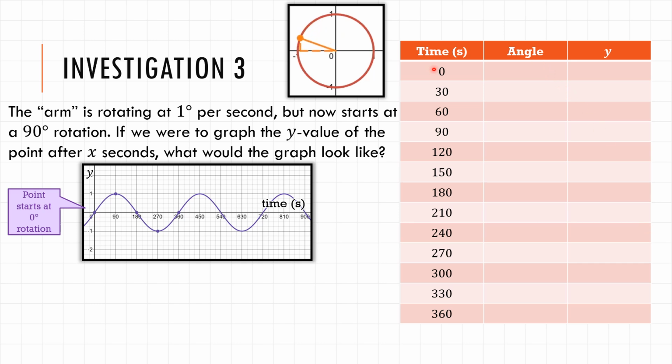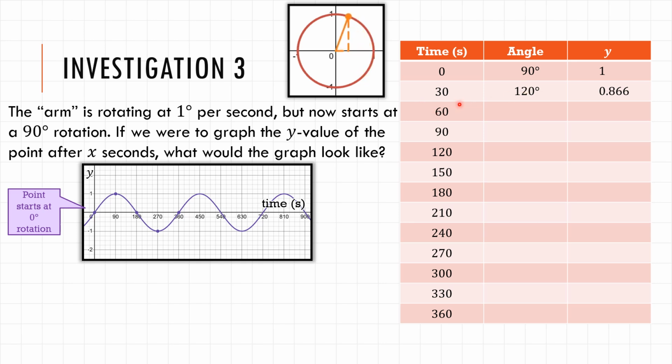Well, hopefully you recognize that, okay, at 0 seconds, the angle is 90 degrees already. That's where it starts. And if I want to find this distance, sine of 90 is just 1 unit, right? And that's exactly the distance or the y value of the point if it would be right here. After 30 seconds, it has rotated 30 degrees over, and now the angle of rotation is 120. And we can find that that distance is sine of 120, which is 0.866.